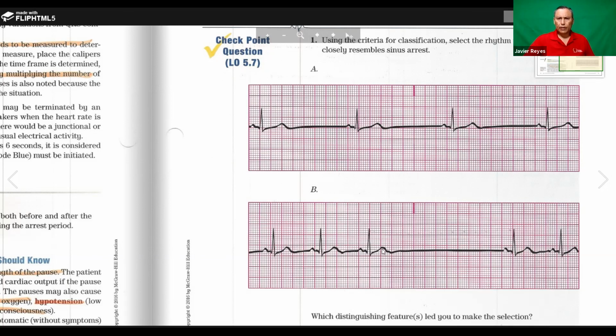So what was the duration of the pause? The big squares, and then we multiply it by what? 0.2. So it's 1, 2, 3, 4, 5, 6, 7, 8, 9, 10, 12, 13. 13 big squares. When you multiply it, it's 2.6. So 2.6 seconds. That's how long this person was without a heartbeat.